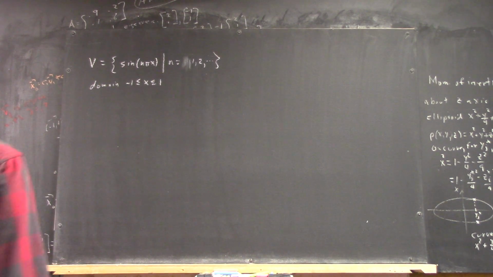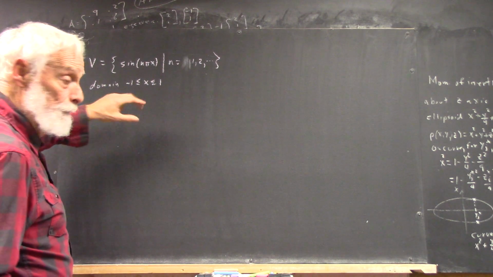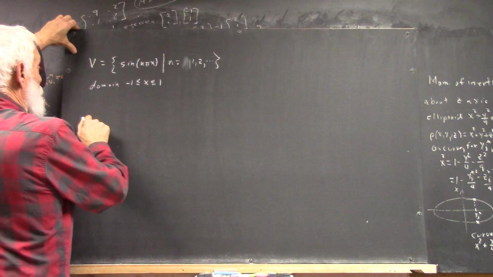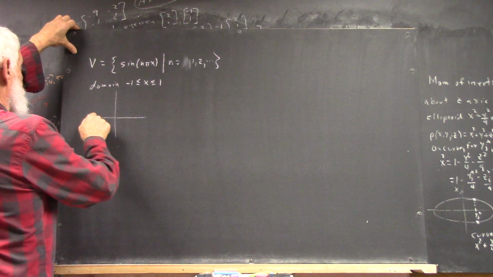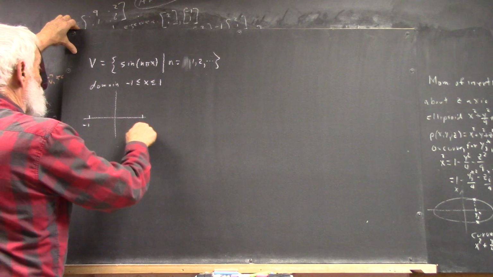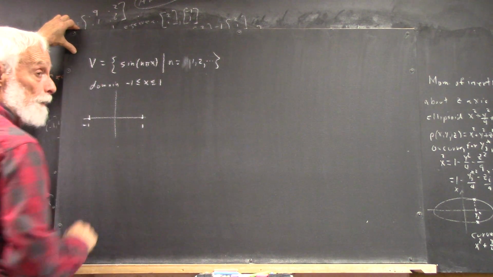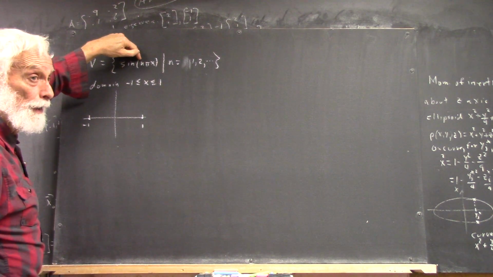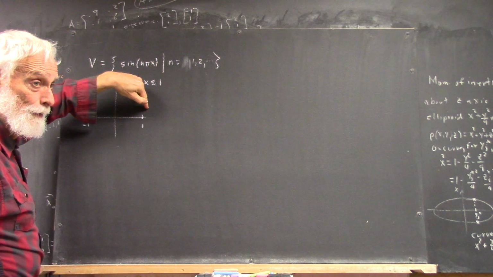Okay, so just take this space where the domain of every function is -1 to 1, okay? First of all, what does the graph of sine of n pi x look like? Well, here's -1, here's 1. It's 0 here, it's 0 here, right? And it goes through n complete cycles between here and here, okay?